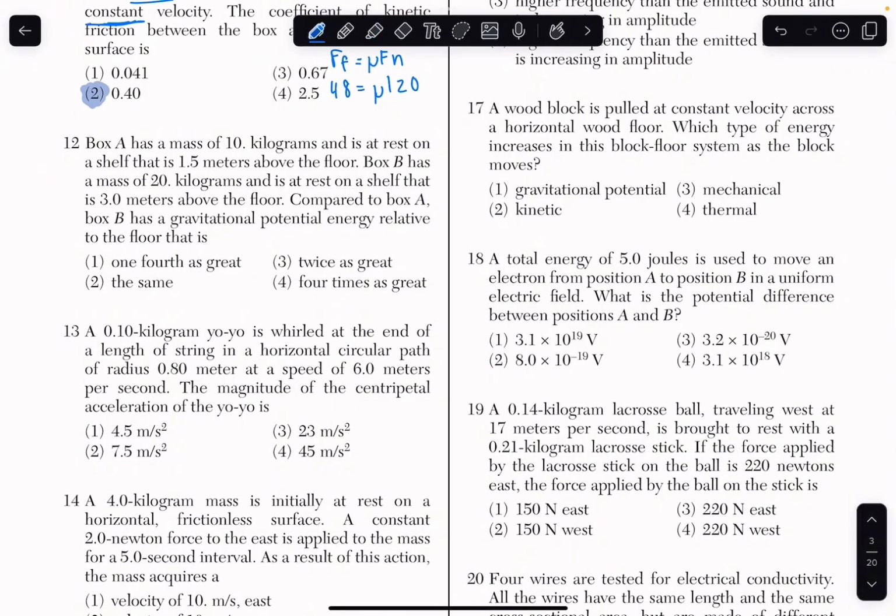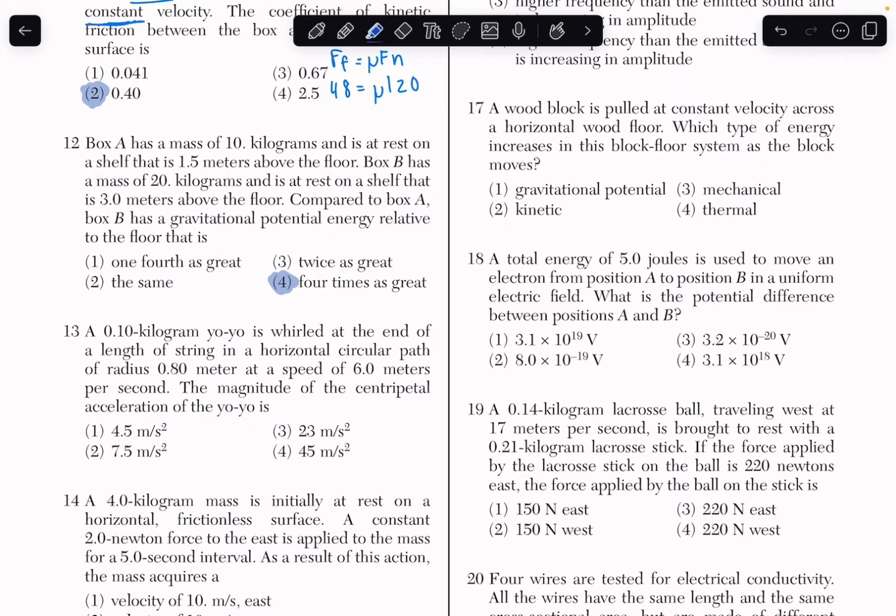Number 12. Box A has a mass of 10 kilograms and is at rest on a shelf that is 1.5 meters above the floor. Box B has a mass of 20 kilograms and is at rest on a shelf that is 3 meters above the floor. Compared to Box A, Box B has a gravitational potential energy relative to the floor that is 4 times as great.